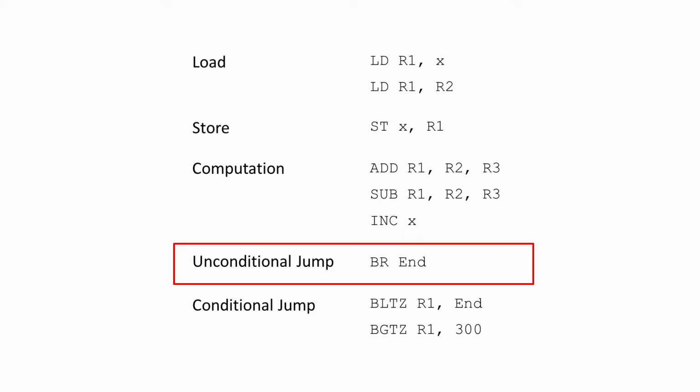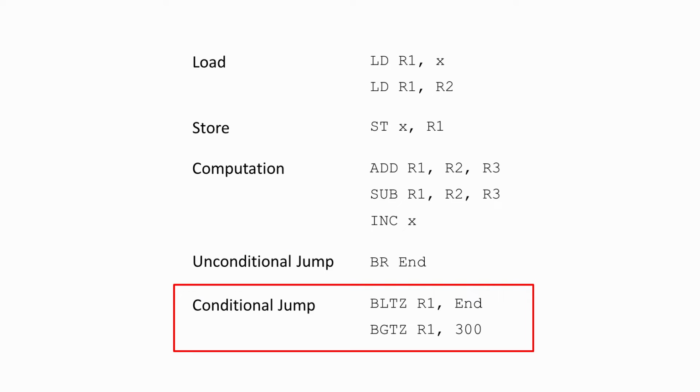An unconditional jump has only one operand, but a conditional jump has two, in this model language anyway. Typical conditional jumps include branch if less than 0 and branch if greater than 0. The first example here will jump to a label called end if the contents of register R1 are less than 0. The second will jump to line 300 if the contents of R1 are greater than 0.